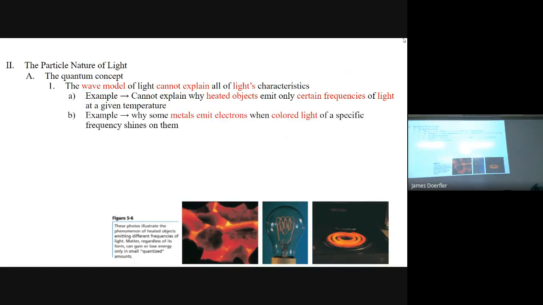Okay? Another example is why some metals emit electrons when colored light of a specific frequency shines on them. That's a really cool one, and we're going to talk about that. That's what's called the photoelectric effect.